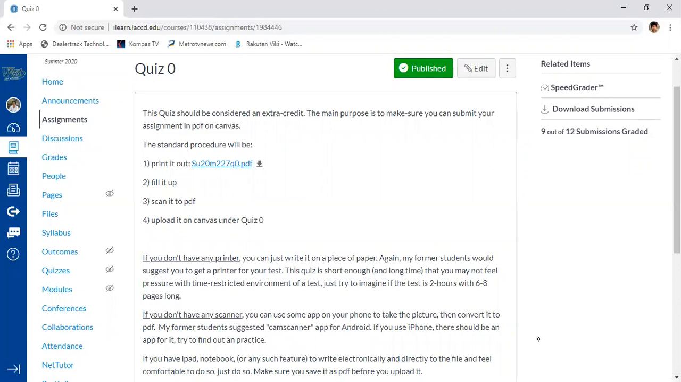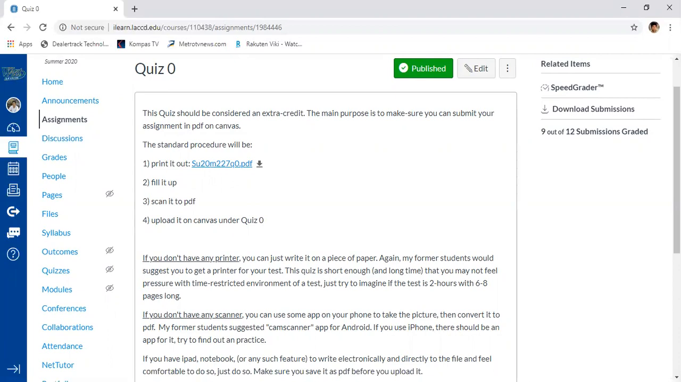Some people still asked me by email after class yesterday. You can use an app: you take the picture, change it to PDF, and then upload it back to me under whichever quiz it is, in this case quiz zero. Some people already did a very nice one. Some people still download it to their computer and type it, and I still give full 5 points.